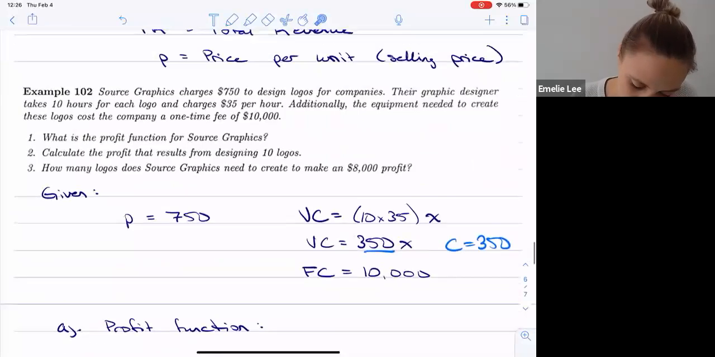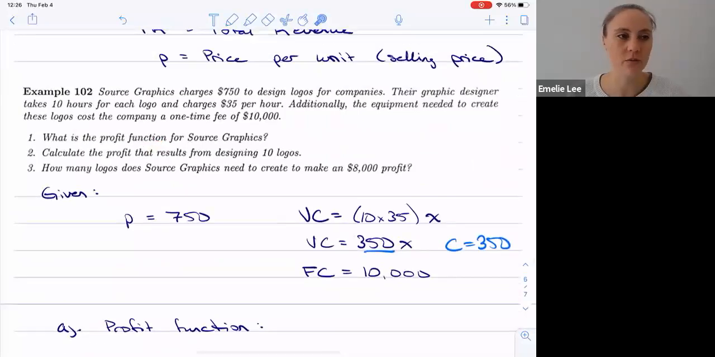So what was the question? So we found the profit function. Wow. There. We have our profit function. The next thing we want to do is we want to calculate the profit that results from designing 10 logos. Okay, so now my X is going to be 10 and I want to find the profit.